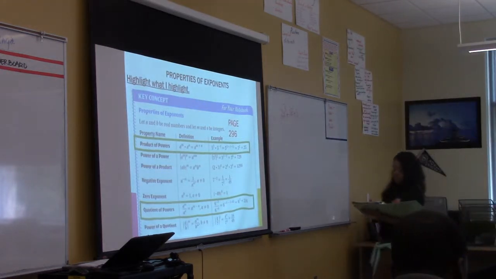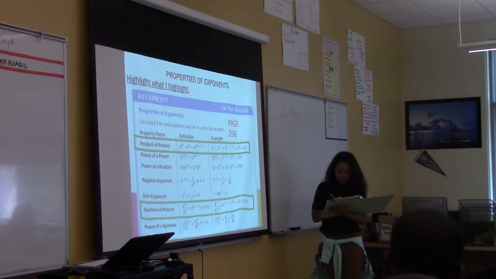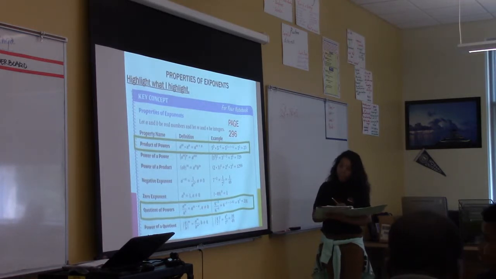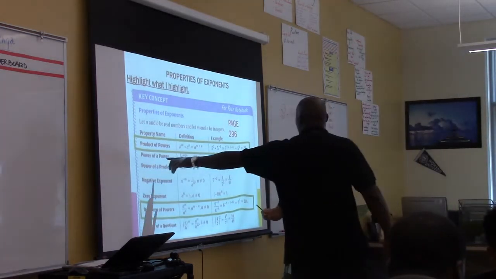Now let's look at what happens when we multiply a power of a power. Like I said before, that's a term. Once you have the coefficient, the base, and the exponent together, that creates one term. And if we want to put that term to a different power, that's called the power of a power.